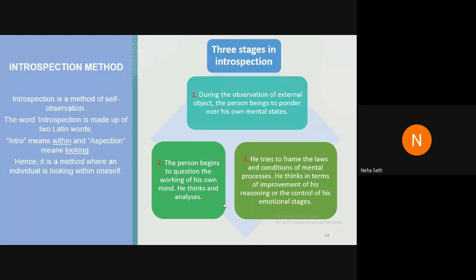There are three stages involved in this. During this method, we are studying the observation of external objects. The person begins to ponder over his own mental state. We need to check our own mental state, like what situation triggers my anger, what situation makes me happy. When I feel sad, I need to understand the external environment which affects my behavior. So as an individual, I need to check myself first. I have to look into myself first. The person begins to question, working on his mind.